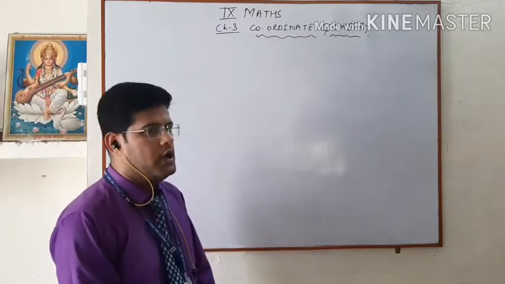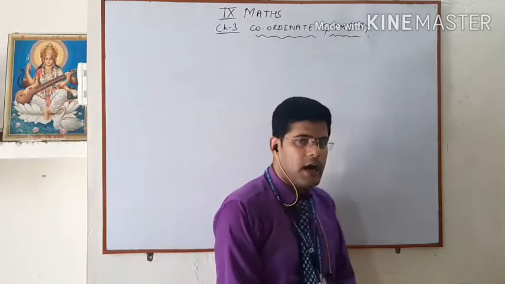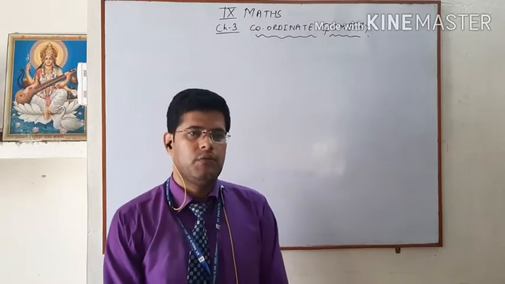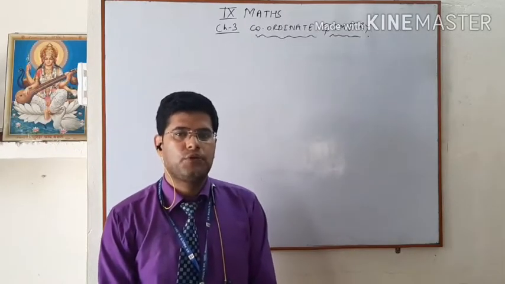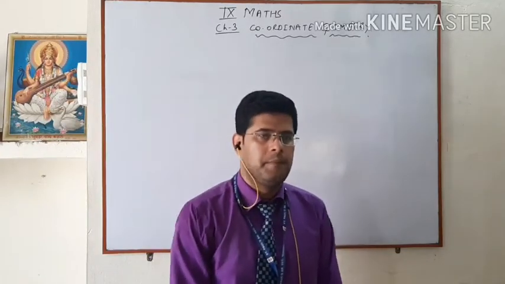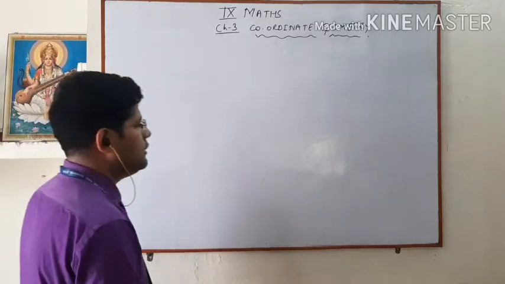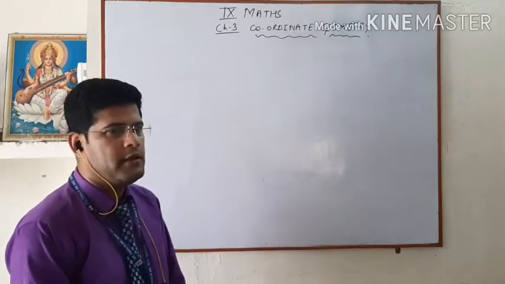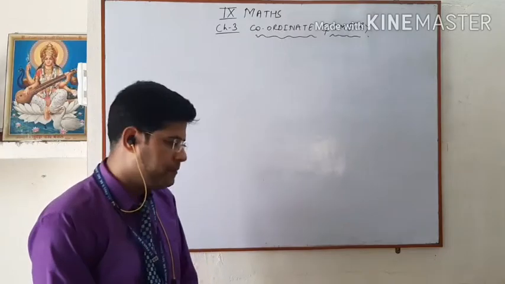One of the mathematicians, René Descartes, started this new method to know the exact position of anything in a plane, and the exact position is known as coordinate, and the plane on which that coordinate is placed is known as the Cartesian plane.